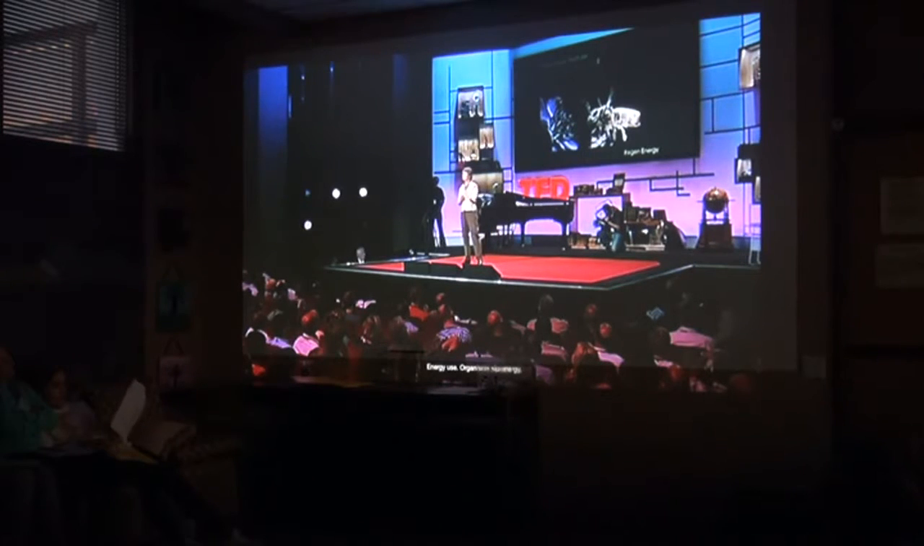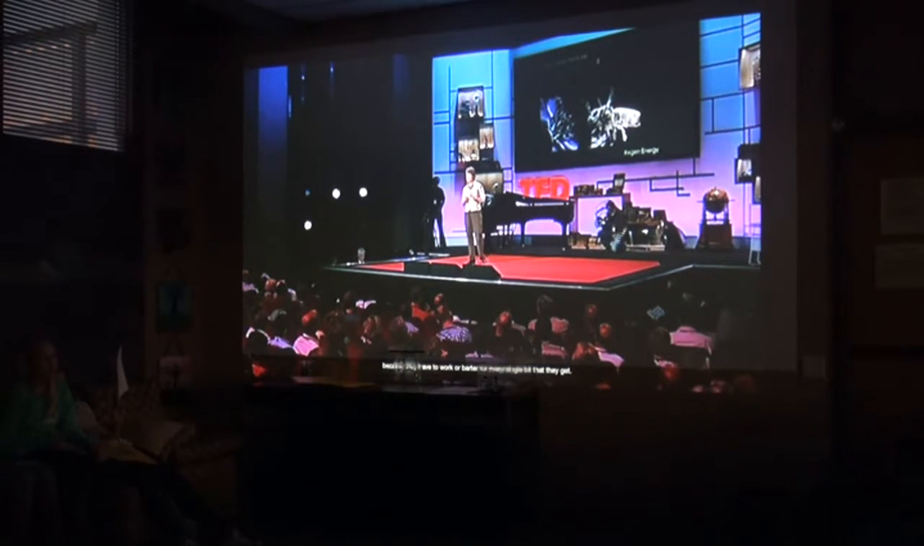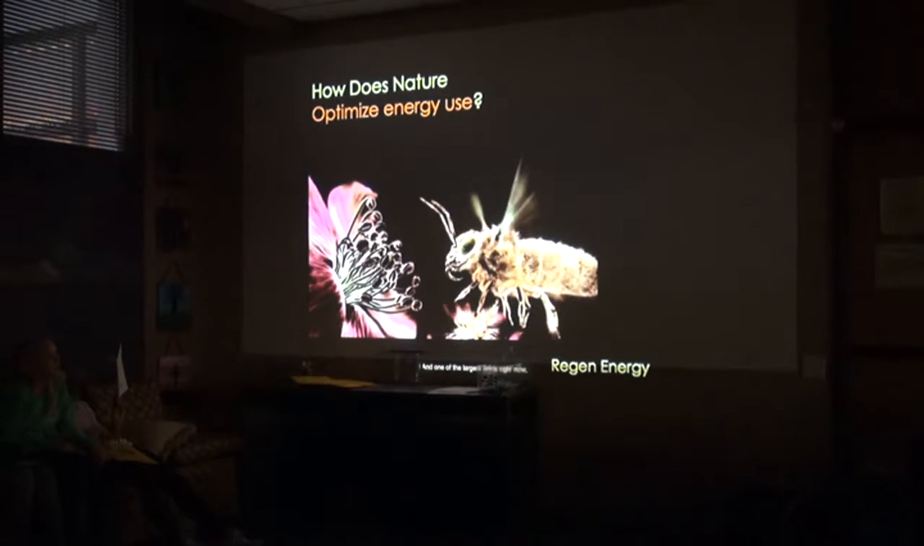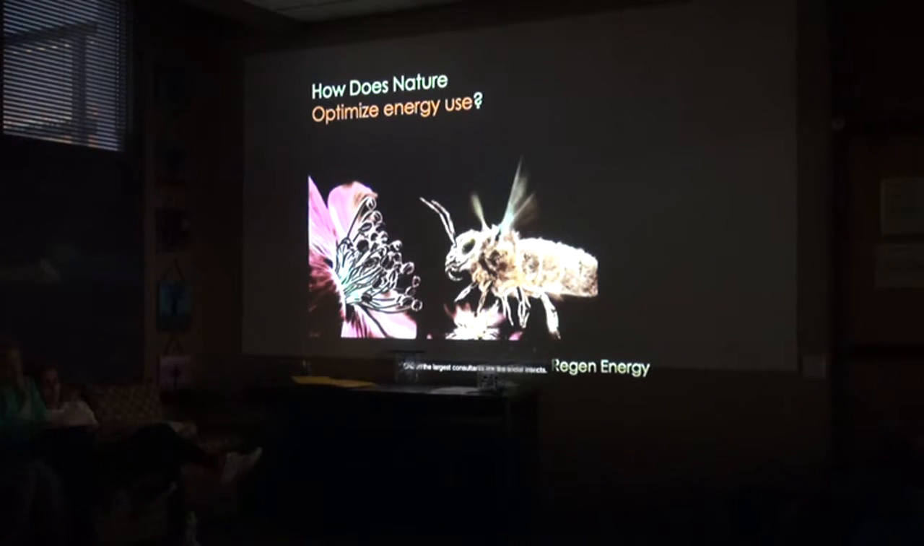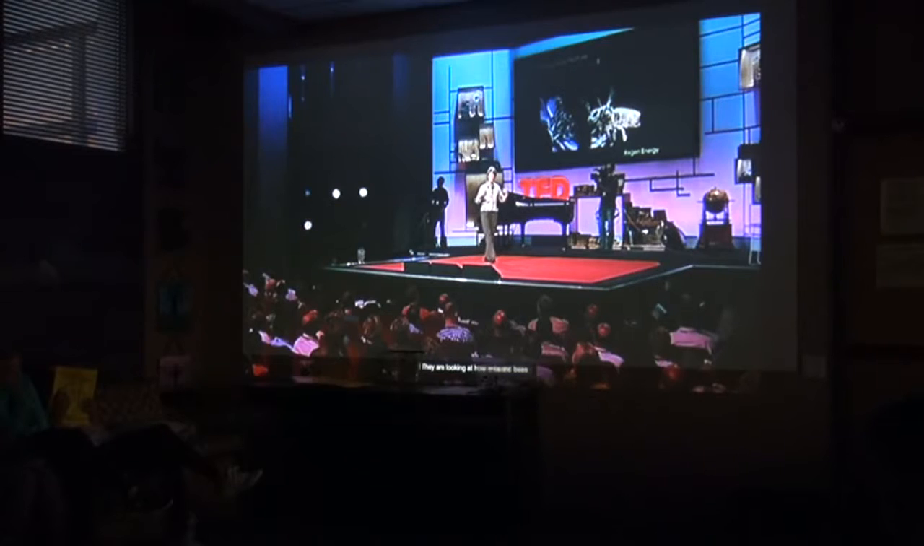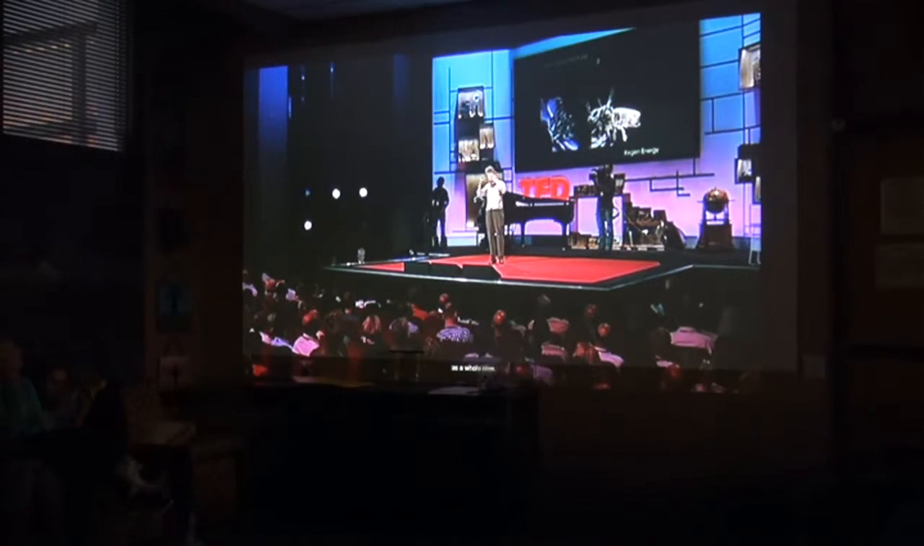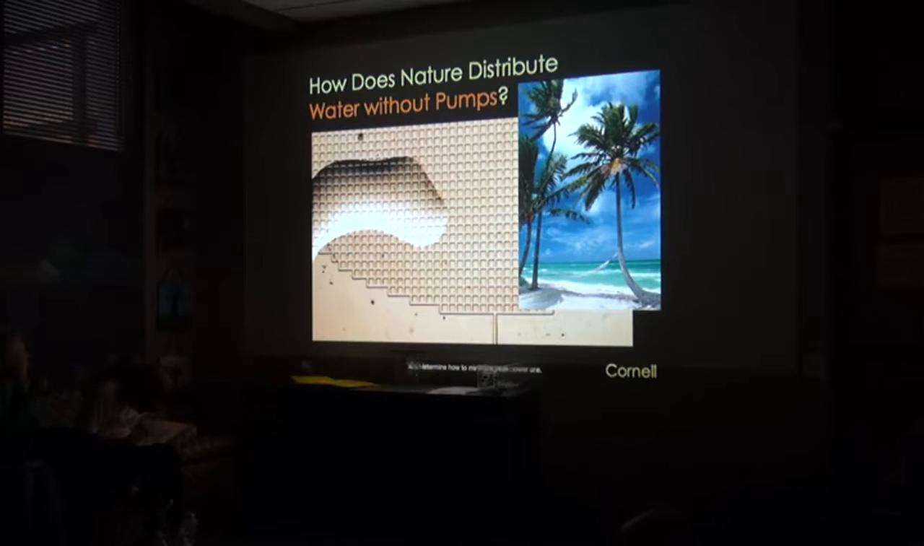Energy use. Organisms sip energy because they have to work or barter for every single bit that they get. And one of the largest fields right now in the world of energy grids, you hear about the smart grid, one of the largest consultants are the social insects, swarm technology. There's a company called Regen. They're looking at how ants and bees find their food and their flowers in the most effective way as a whole hive. And they're having appliances in your home talk to one another through that algorithm and determine how to minimize peak power use.